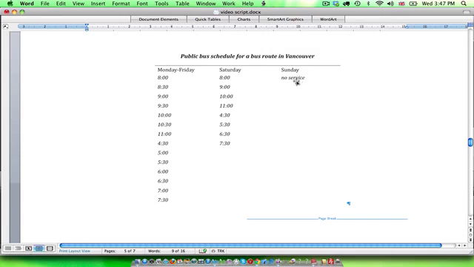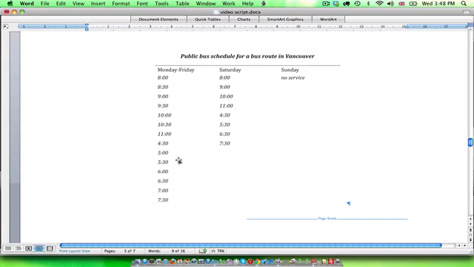Now the minute details is when we get very specific. So if we look between 8 and 11, we can see that this bus route, the bus comes every half hour. So that is a minor detail. Okay, the same thing occurs between 4:30 and 7:30. The bus comes every half an hour.